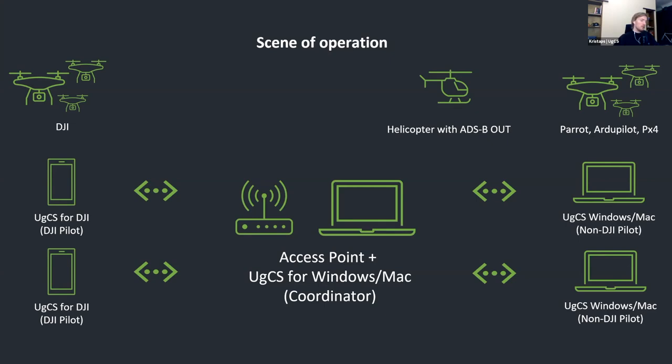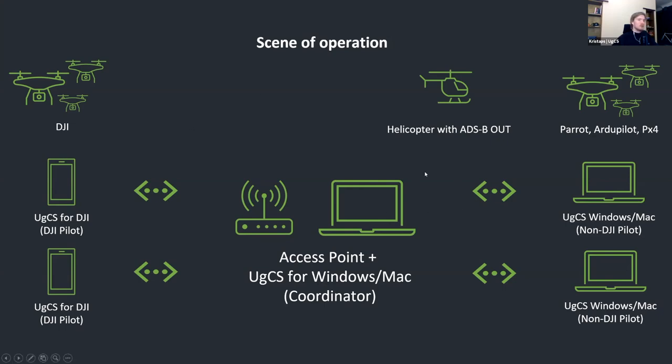Similarly, if you don't want to use this autopilot, we at UgCS also support different ADS-B receivers that you can simply use on the ground. One example would be the uAvionix ADS-B receiver. So you can simply connect this to your computer and you'd also see essentially all incoming aircraft with ADS-B transponders in the area.